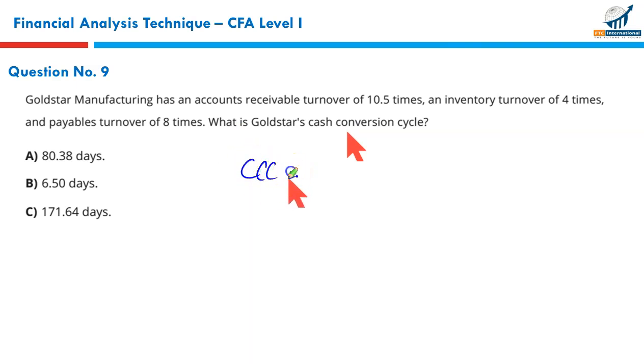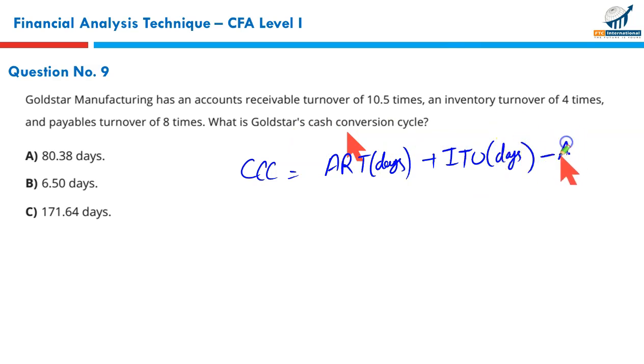Cash conversion cycle, CCC for short, is equal to accounts receivable turnover in days. Remember, everything has to be in days for the cash conversion cycle, plus inventory turnover, which must also be in days, and from this we deduct the accounts payable turnover, which must also be in days. But we haven't been given the numbers in days. We have been given them in times. The simplest, quickest way to do it is to divide these into 365. 365 divided by 10.5 times.